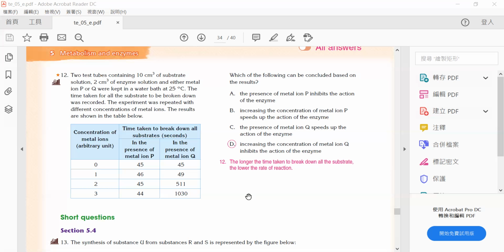So the answer is D. Increasing the concentration of metal ion Q will inhibit the action of the enzyme. Higher concentration of Q slows the reaction rate.